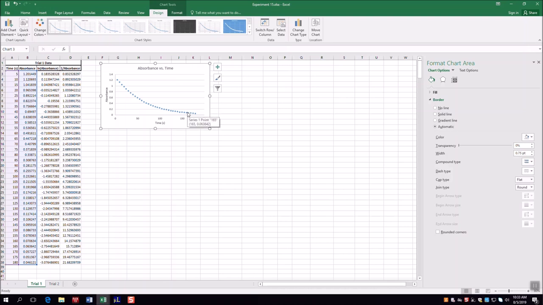So the purpose of this part of the experiment is to find the reaction order with respect to dye in this reaction. To do that, we're going to see which one of our three graphs gives us a linear regression. The reason we want a linear regression, if you'll remember, is because Colin was telling you before that each of our three possibilities, our zero order, first order, and second order equations, can all be written in the form of y equals mx plus b.